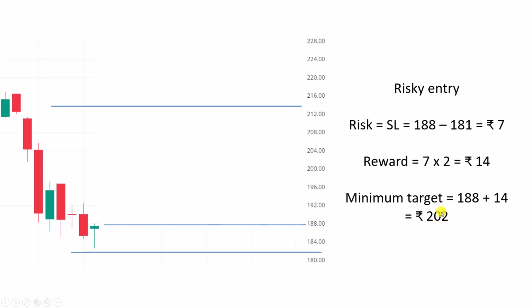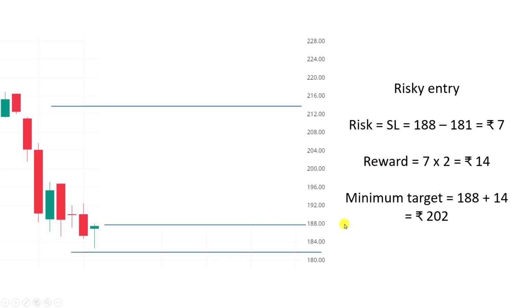Before entering the trade, we must do this and then we must enter. It is not that after we enter the trade, we are calculating everything. Okay. First we look at this and our target and see if it is a minimum of 1 to 2, and then we enter the trade.